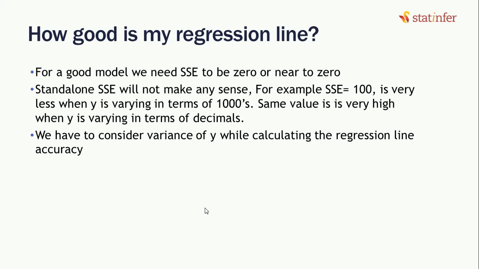For example, an SSE of 100 could be very high, or it could be very low. When the y value is varying in terms of 1000, an SSE of 100 is high. If the y value is varying in terms of millions, an SSE of 100 is very low. So we need the variance of y, to what extent y is varying. If we can get this comparison of SSE to the variance of y, we shall be able to get more detail on how good our regression line is.